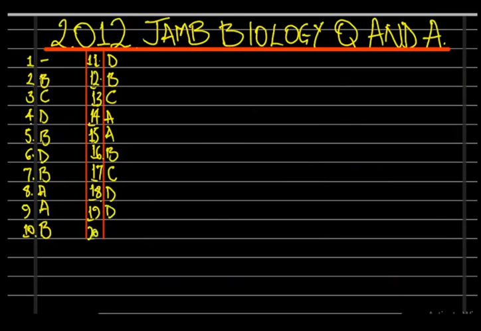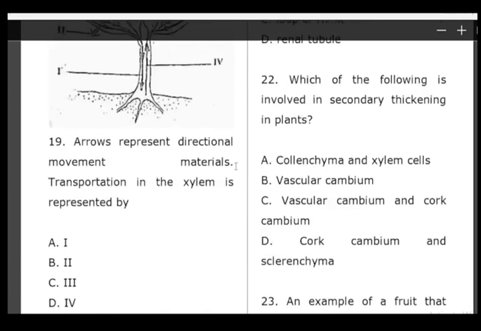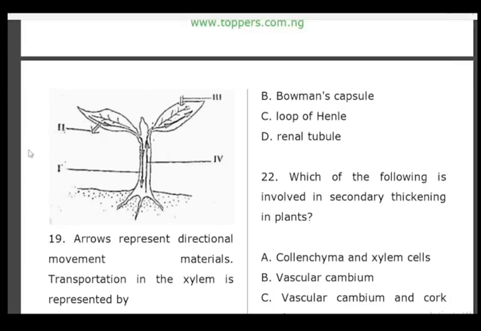Question 20 says the arrow labeled 2 represents the A, release of oxygen, B, intake of carbon dioxide, C, movement of photosynthesis, and D, movement of nutrients. Let us see the arrow that is labeled 2. Now it is moving from the plant leaf to the surrounding of the plant. Now this is actually talking about respiration. It is through the plant stomata, that is stomata and lenticel, that the plant actually carries out gaseous exchange.